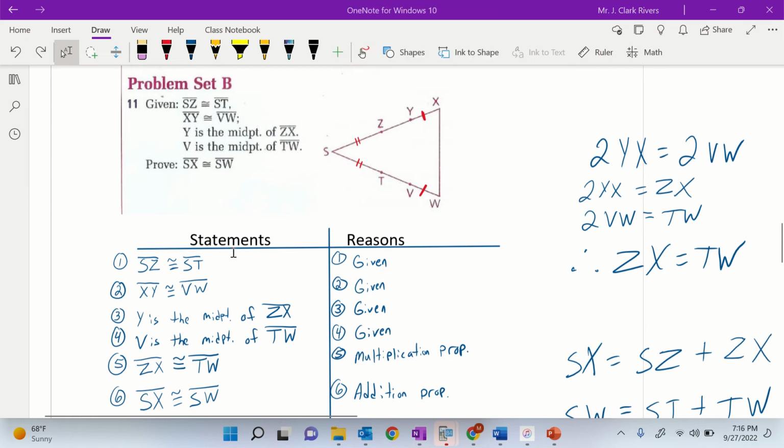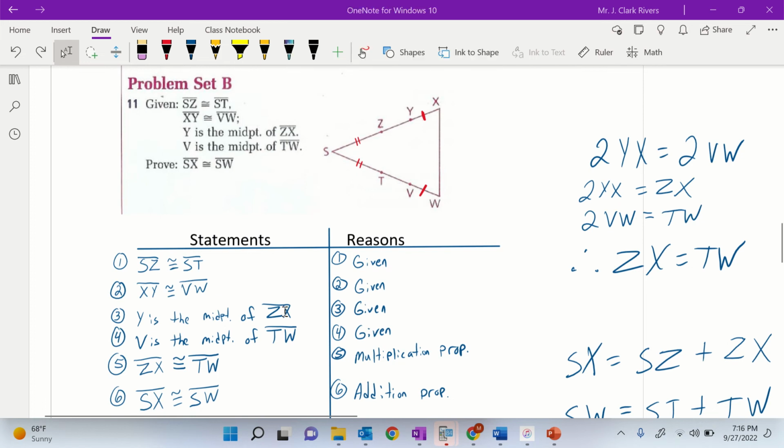Okay, so here's what we got in the proof. We got all the given information, right? SZ, the 2 tick mark segment there, is congruent to ST, the 2 tick mark segment right there. XY, the 1 tick mark segment, is congruent to VW, the 1 tick mark segment. All that's given. Also, Y is the midpoint of ZX. That's given. V is the midpoint of TW. That is given.